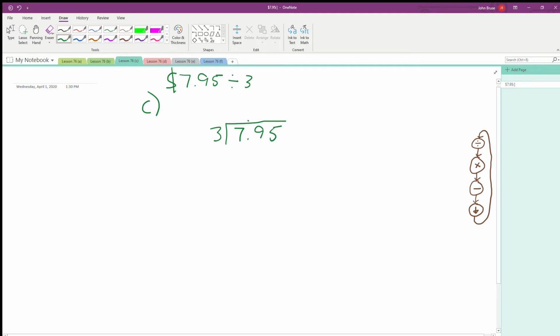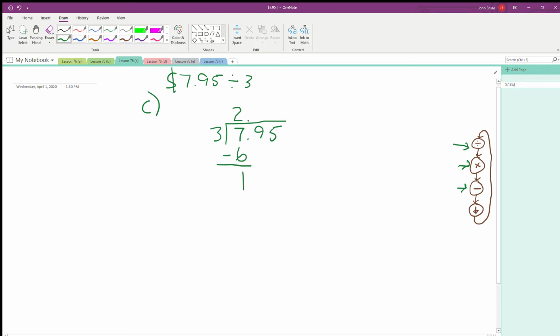Okay, so the first thing I need to do is divide. It says right here, divide. So 3 goes into 7 how many times? Well, 2 times 3 is 6, and 3 times 3 is 9. That's too much. So we're going to go with 2. 2 times 3 is 6. We just did our multiplication. And then we need to subtract. That's right here. 7 minus 6 is 1.